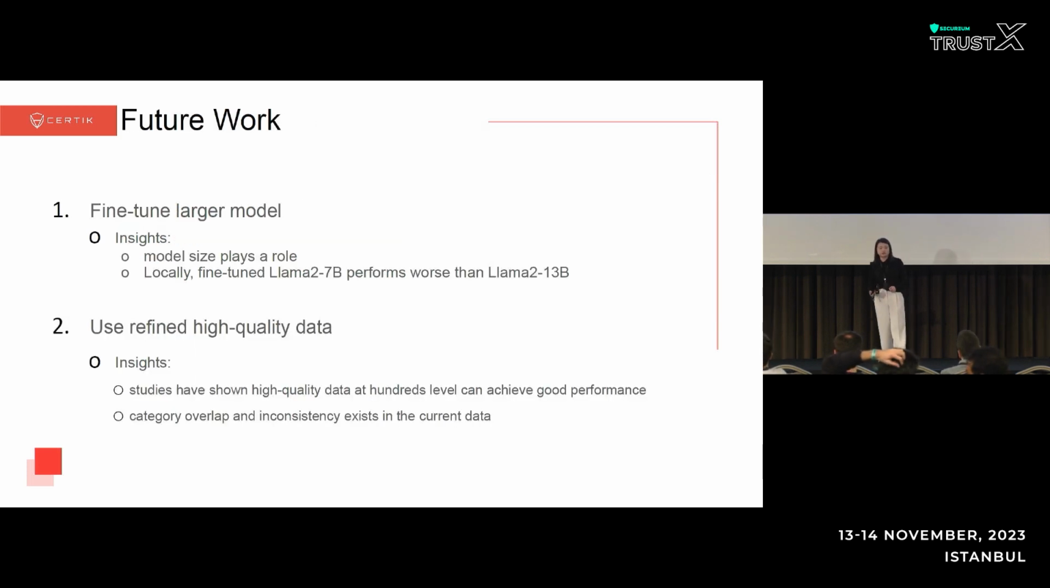For future work, we still think about how to improve the model by fine-tuning with a larger model, because from the early-stage experiments and observations, we can already tell that model size definitely plays a critical role, as Llama 2 7B performs much worse than Llama 2 13 billion. And the other one is to refine with high-quality data. There are so many studies already showing that high-quality data at the hundreds level is already enough to improve and obtain a good performance model.